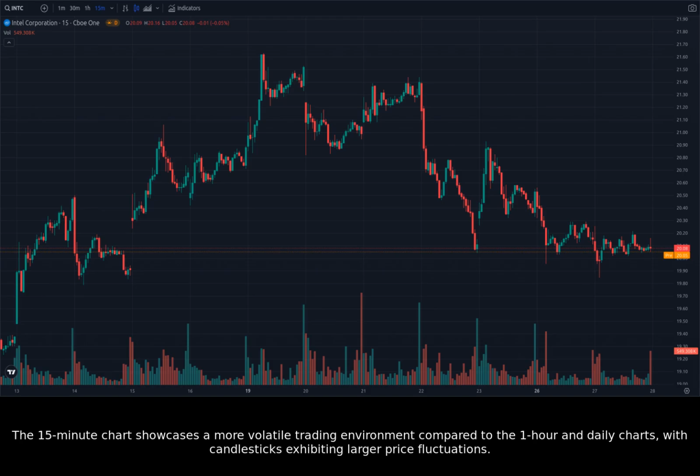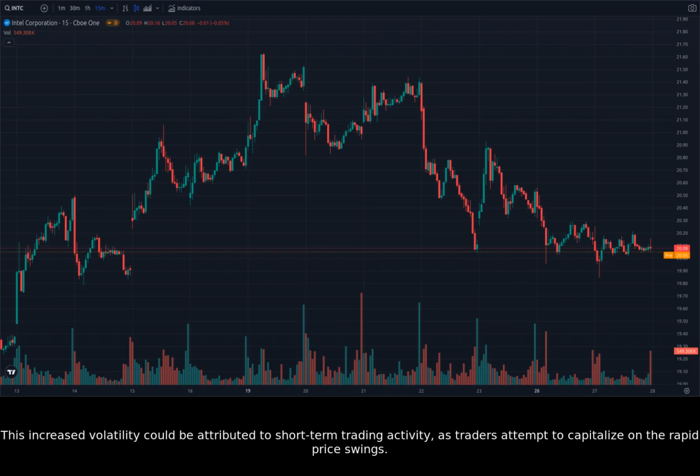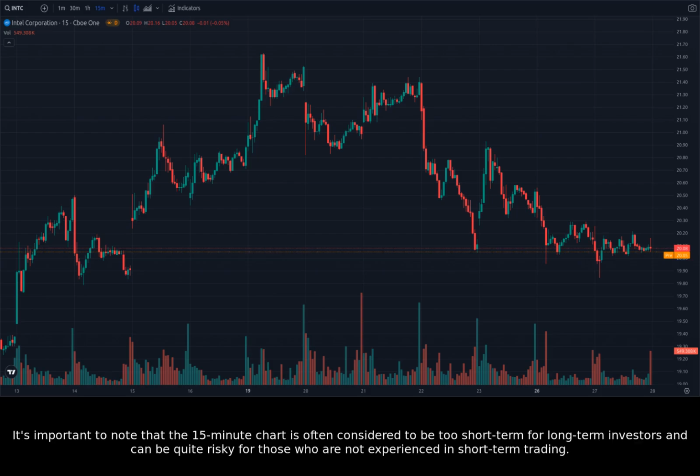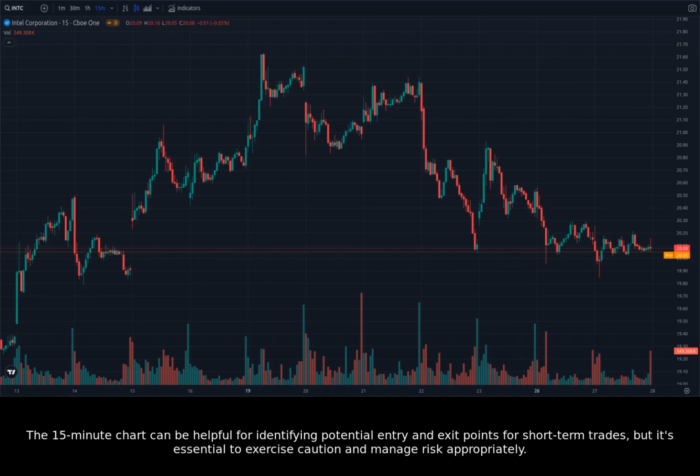The 15-minute chart showcases a more volatile trading environment compared to the 1-hour and daily charts, with candlesticks exhibiting larger price fluctuations. This increased volatility could be attributed to short-term trading activity, as traders attempt to capitalize on the rapid price swings. It's important to note that the 15-minute chart is often considered to be too short-term for long-term investors and can be quite risky for those who are not experienced in short-term trading. The 15-minute chart can be helpful for identifying potential entry and exit points for short-term trades, but it's essential to exercise caution and manage risk appropriately.